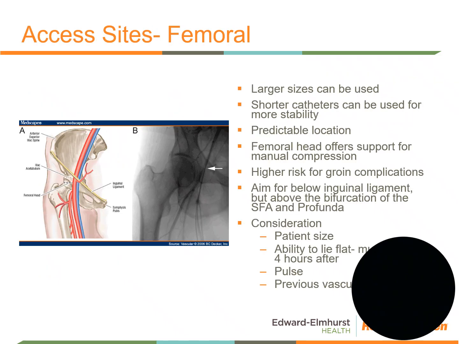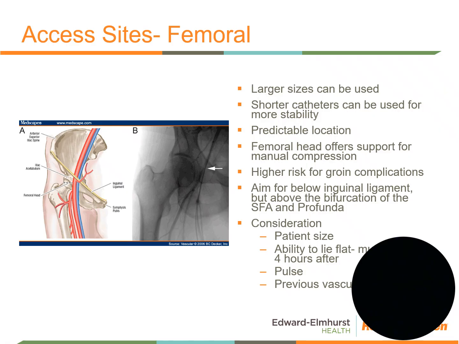So our access sites are femoral and radial. So our femoral access, we can use larger sizes if we need to. So if we need to go up to an 8 French sheath or even larger for some of our devices, femoral is the ideal location. Shorter catheters can be used as well. It's actually a shorter distance from your groin all the way up to your heart than your radial artery all the way down by your wrist. And it's a lot less tortuous to go from the groin. It's a very predictable location. You can kind of gauge off of where your femoral head is. You've got palpable and x-ray markers that you can identify and assume where your artery is going to be.